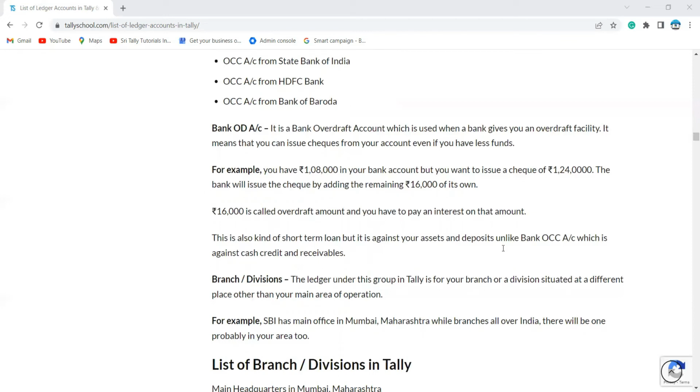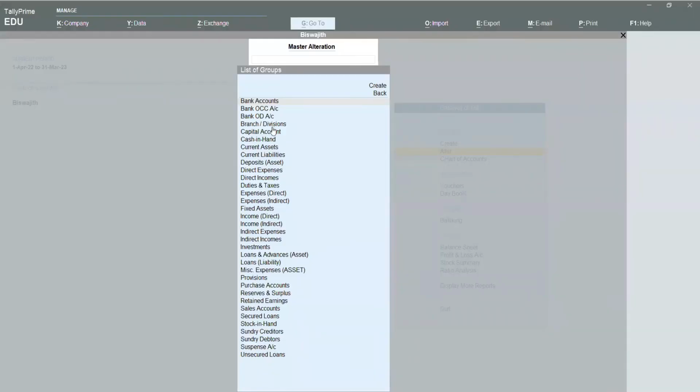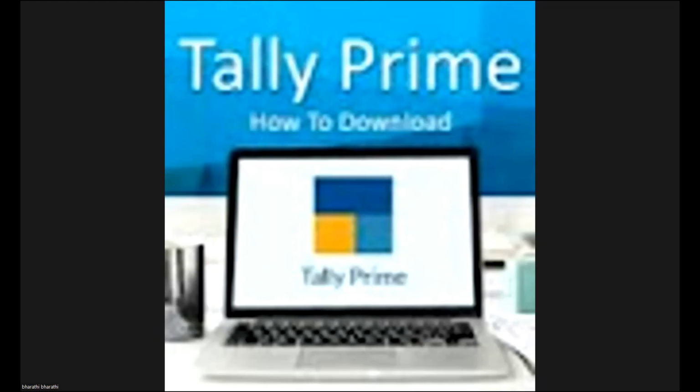Next, what group do we have in Tally, friends? We will see. Next we have branch and divisions, then capital account and cash in hand. What is meant by branch and divisions? For what purpose are we using this one?